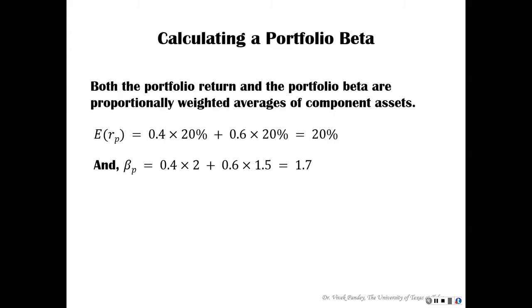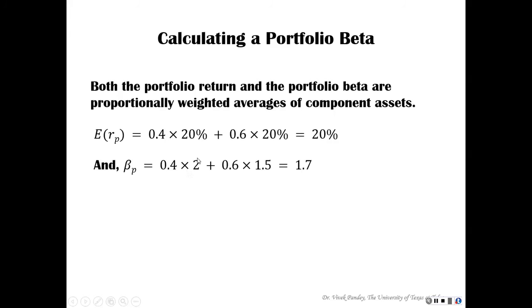So both the portfolio return and the portfolio beta are proportionally weighted averages of the component assets, right? For the return of the portfolio, each of the stocks had a 20% return, so no matter what proportions we use, the answer we'll get is 20%. The portfolio also has a 20% return. But the beta of the portfolio will be somewhere in between the two, right?